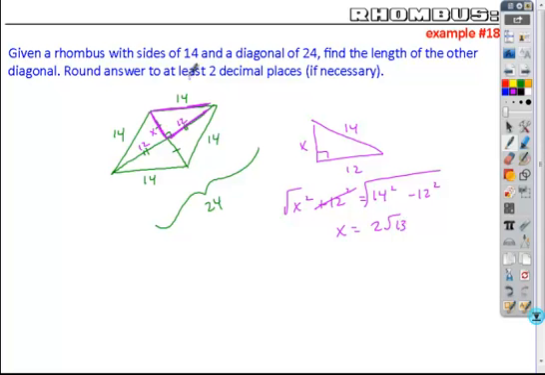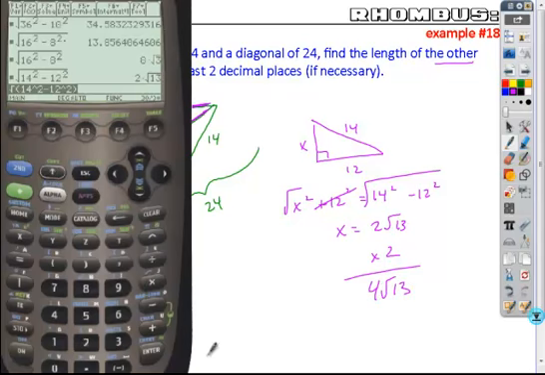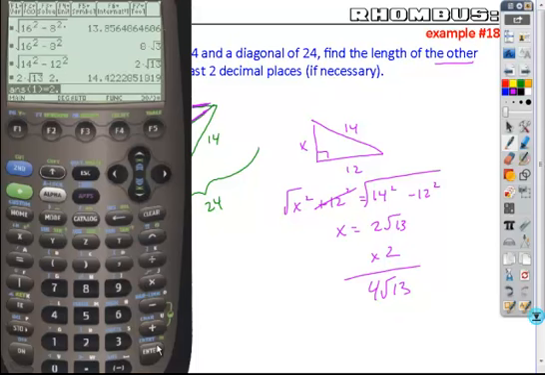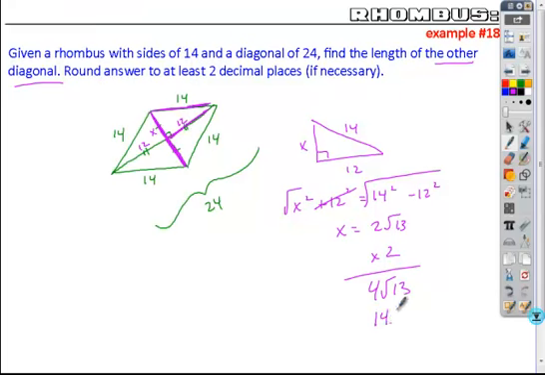That's this length. If I want to find what the other diagonal is, it's how many x's. So I need to double this. So I get my answer of 4 root 13. So if I multiply this by 2, I'll put a decimal in there so it gives me an answer displayed as a decimal. So I get 14.42 approximately, okay, or the 4 root 13 exactly.